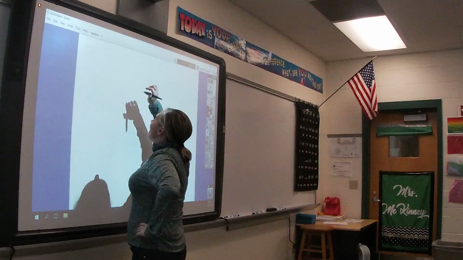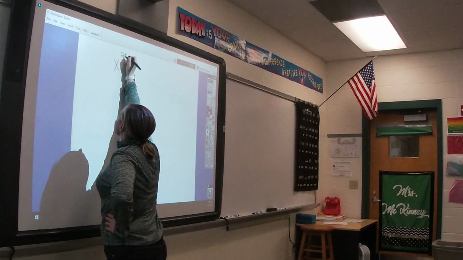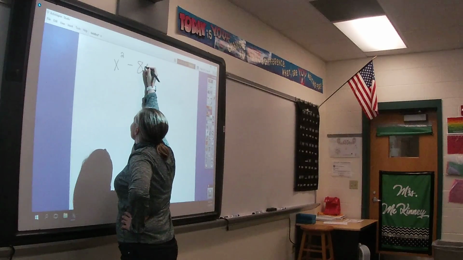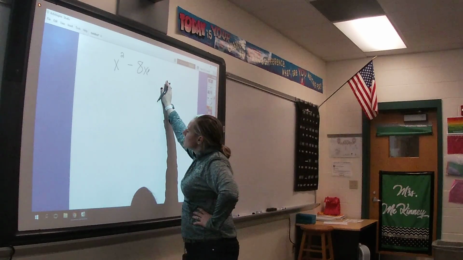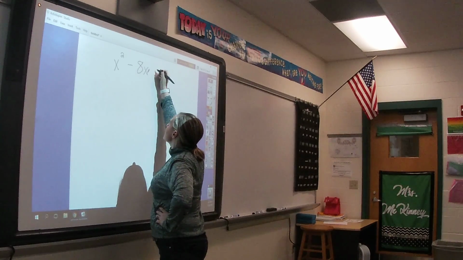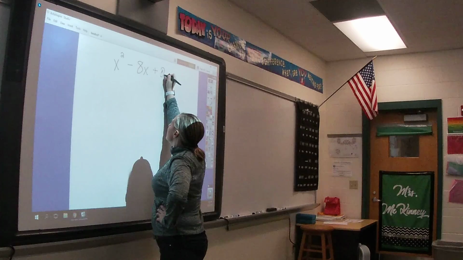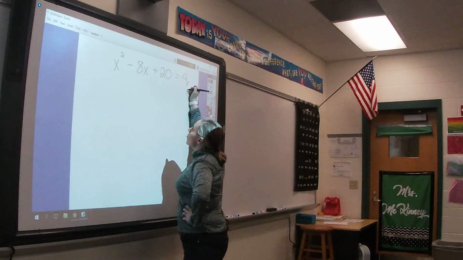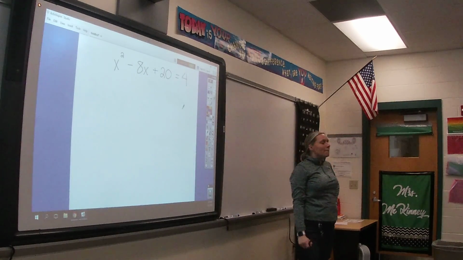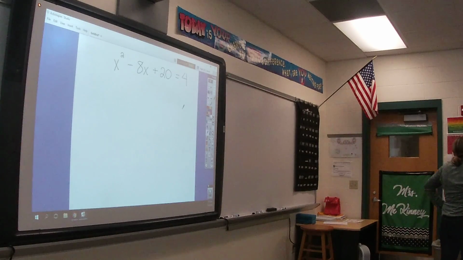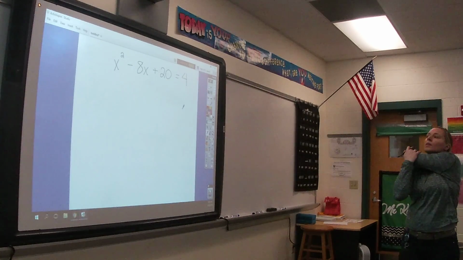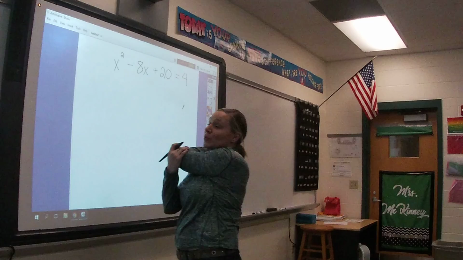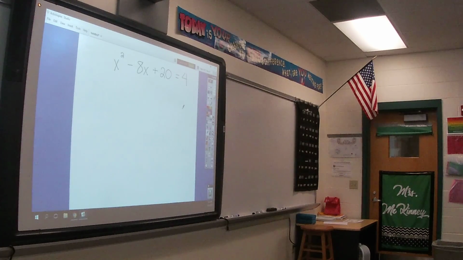Number 10. 3x squared plus 6 equals 0. Yeah, I see that one. Number 10, where's the factor? X squared minus 8x plus 20 equals 4. Doesn't equal 0. Correct, it does not equal 0, so we aren't meeting that first step.